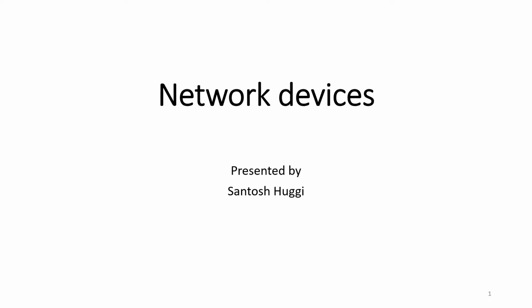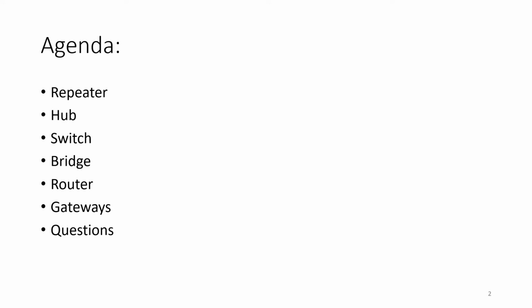Hello everyone, welcome again. In this video, I'm going to explain about network devices. So this is the agenda. We're going to discuss repeaters, hub, switch, bridge, router, gateways. These are the main devices used in a network when you are communicating with another party using Ethernet.